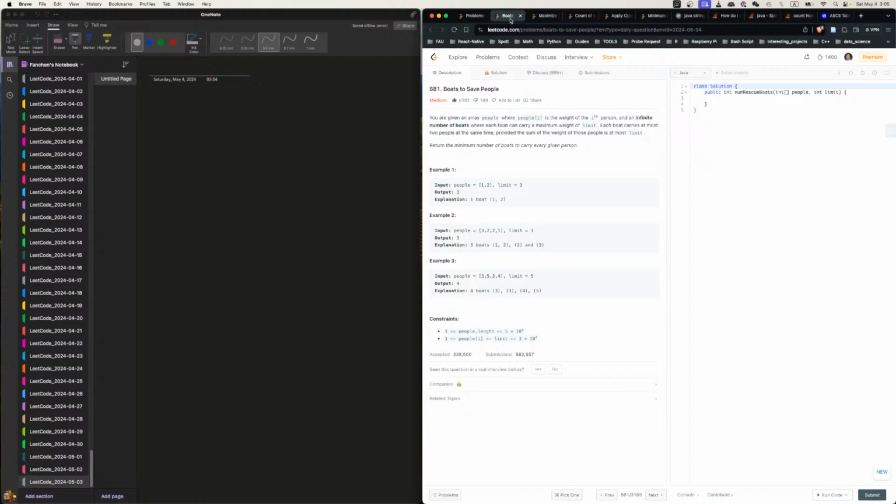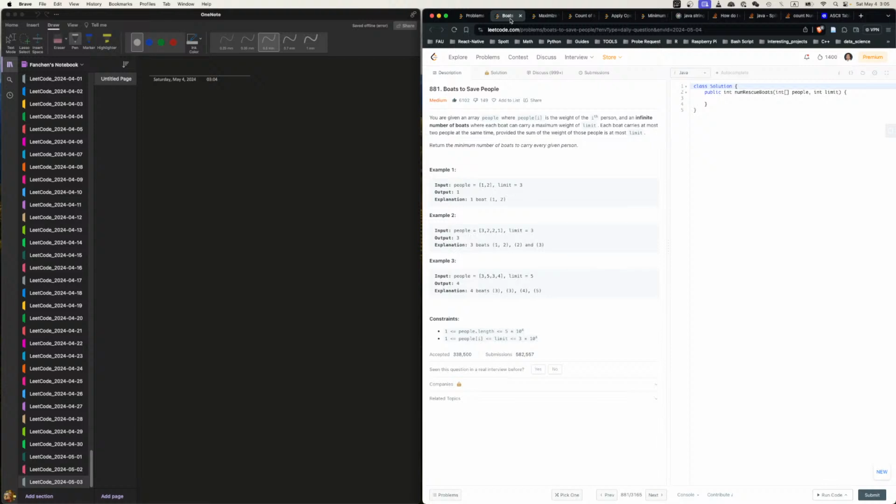Is that knapsack? Something like knapsack, right? So each boat carries at most 2 people. Okay, so it can carry at most 2 people, and you can carry maximum weight. Oh, I think this is greedy.